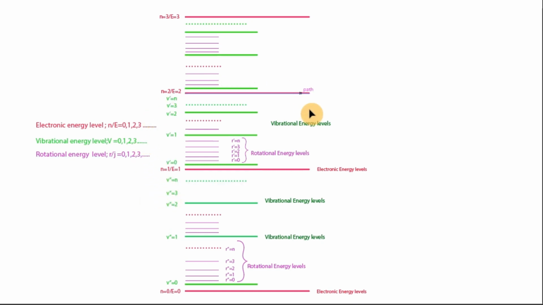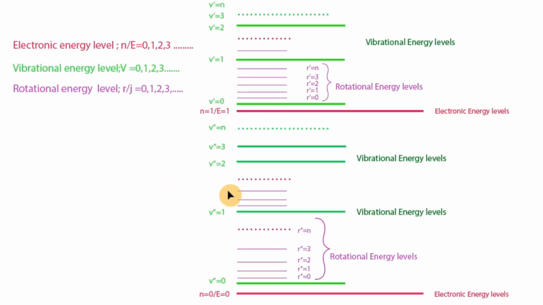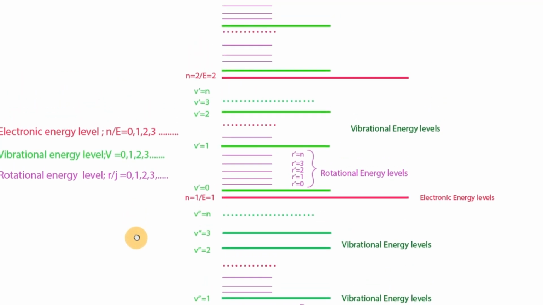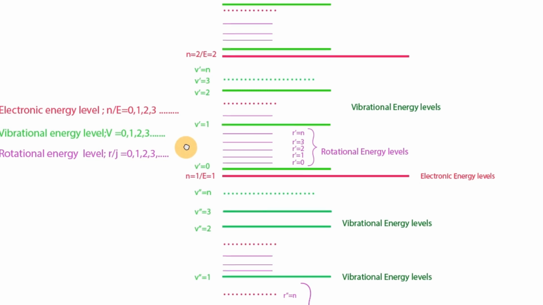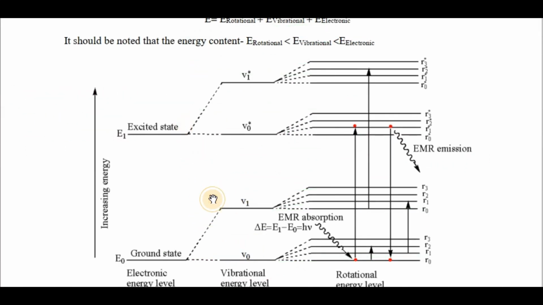The second electronic energy level is the energy level between E equal to 1 and E equal to 2. Here the vibrational energy level is depicted as V single prime equal to 0, V single prime equal to 1, V single prime equal to 2, V single prime equal to 3, V single prime equal to n, etc. It is a convention to use double prime to indicate the lower energy state and single prime to indicate the higher energy state. Somewhere you can see a star used to indicate a higher energy state, such as here.